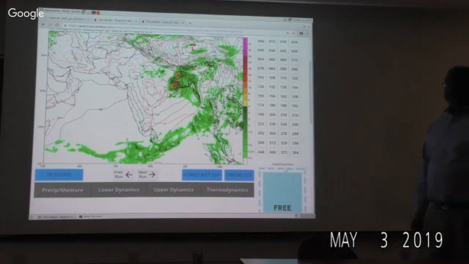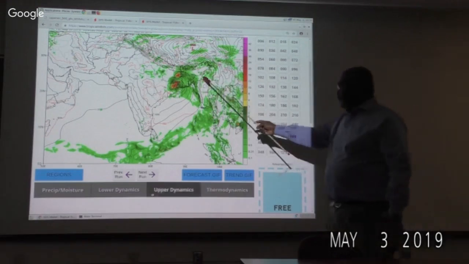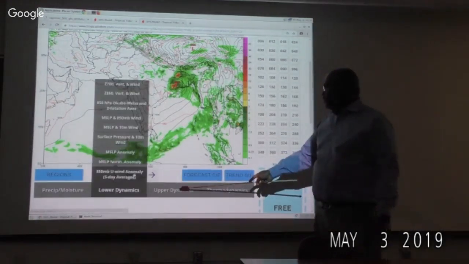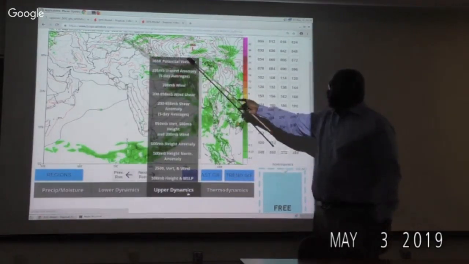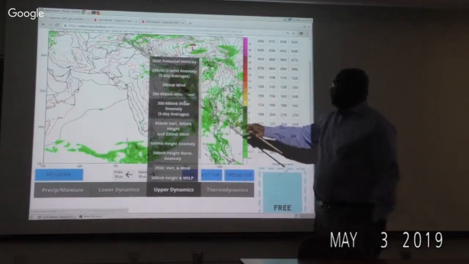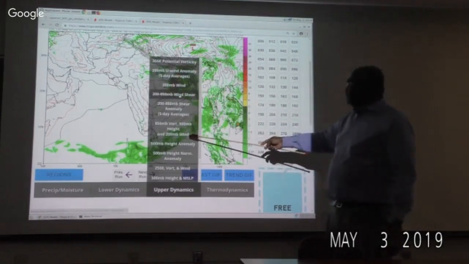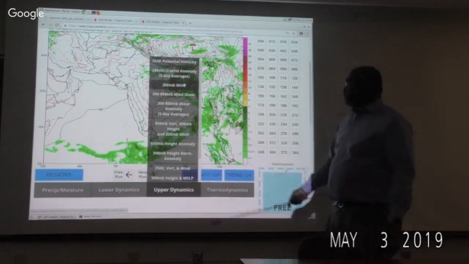More east-west. So let's go to a different level. Let's first look at upper dynamics. We'll look at, they don't have, of course, the dynamic tropopause, but let me know if we have our wind.